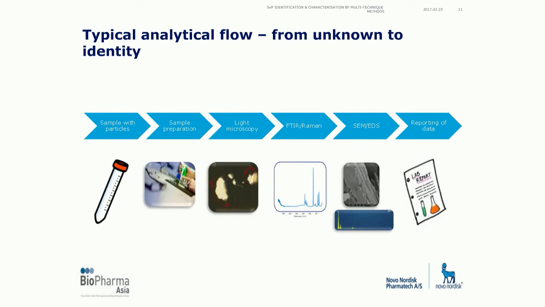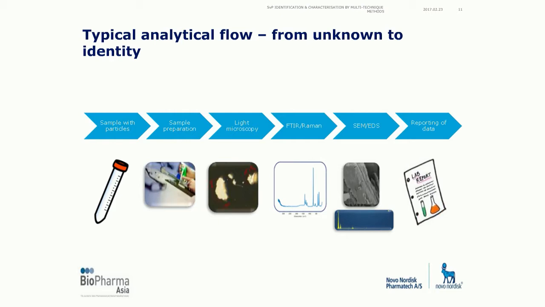Typically, when you want to analyze such an unknown particle, you need to go through several steps to go from the unknown sample with unknown particles to a lab report that states what the particles are made out of. First of all, you need to do sample preparation. The methods that I'm discussing here require us to have immobilized the particles. As such, we would often use light microscopy to do a first imaging of the particles, or we might actually use the light microscopy during the sample preparation.